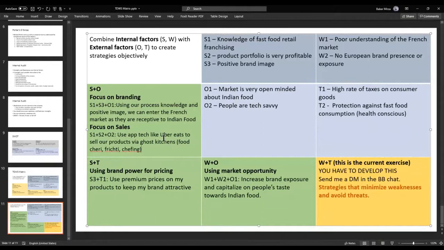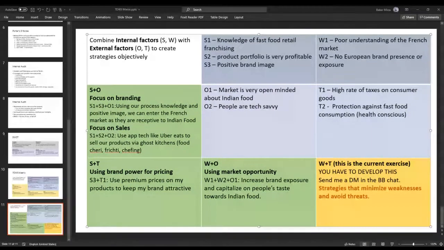The next one is weaknesses. Now, you may be weak in certain divisions, like over here, you have poor understanding of the French market, but there's an opportunity out there, like this one: the market is open-minded about Indian food. So even though you don't know too much about the market, here's an opportunity for you to capitalize on. So strategize to minimize your weakness, meaning starve your weakness, but take advantage of the current trend in the market. You use the forces from the external part, from your PESTEL, that can help you build your business in another country. The last one is the most difficult.